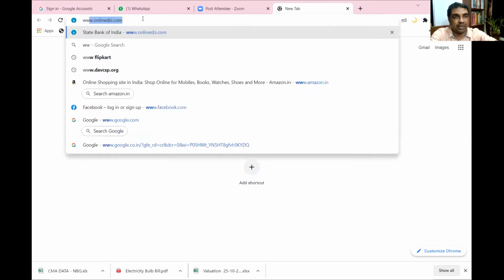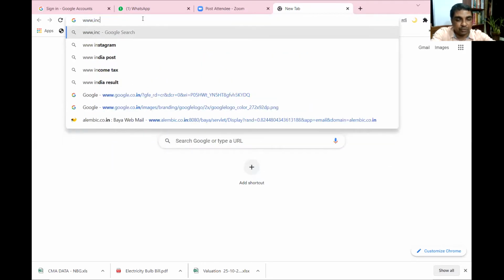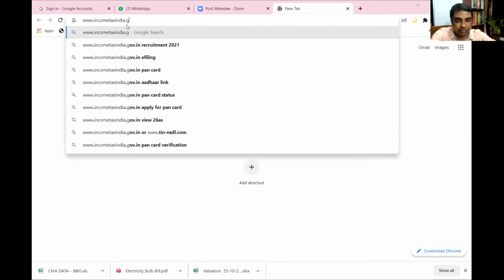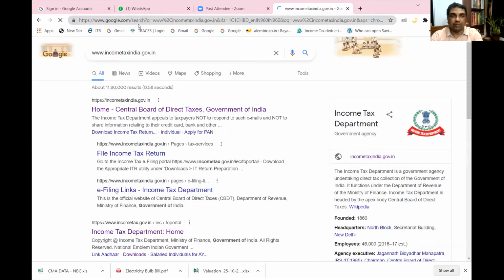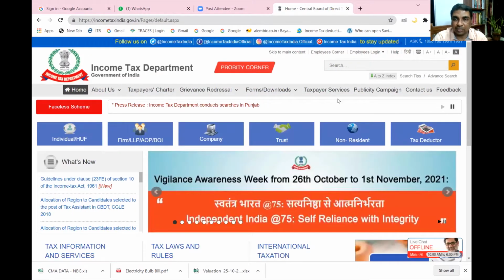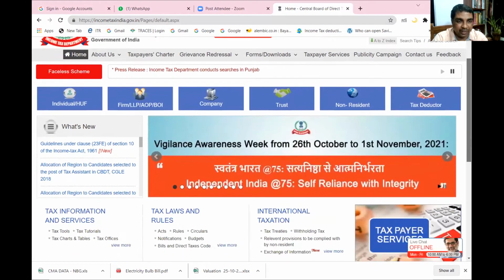Now let me go to this website, www.incometaxindia.gov.in. Now we are interested in tax rates. Tax rates are available in the study material, and also in various income tax books, but we'll go to the source. The original source for this is here. So I'm going to this site, incometaxindia.gov.in. This is the home page. You already know it. And I want the tax rates.